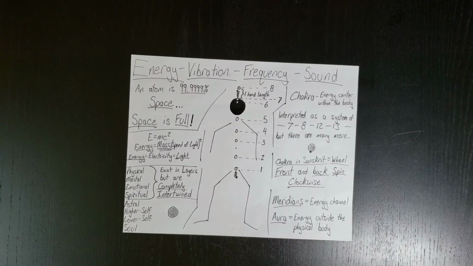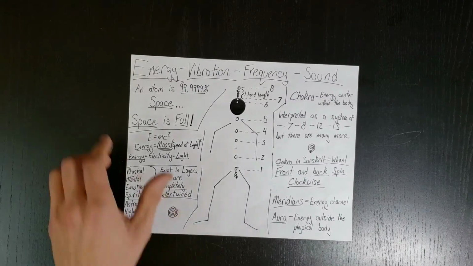Now, a chakra is an energy point in the body, and we have thousands of them, but the system is usually interpreted as 7, 8, 12, or 13 as the main system. Each chakra spins clockwise, and it has a front and back, so the front and back both spin clockwise. We also have meridians, which are energy channels that run between the chakras and throughout our body, and our aura, which is the energy that exists outside of our body.